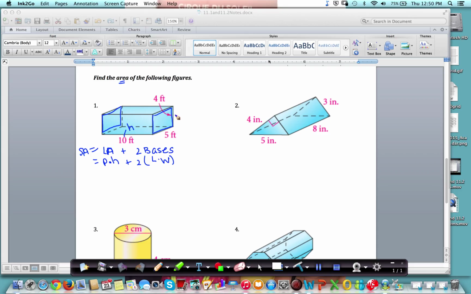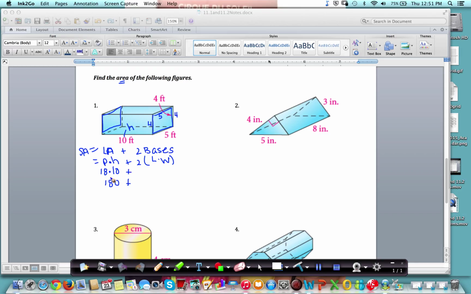So if this is 4, this side over here is, they're telling us, is 4. Then this side over here has to also be 4. And if this bottom is 5, then this top has to be 5. And if I add those all together, 5 plus 5 is 10, plus 4 is 14, plus 4 more is 18. I have perimeter 18 times the height of 10. So the lateral area is 180, okay?